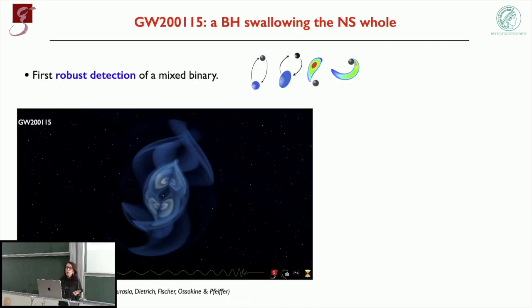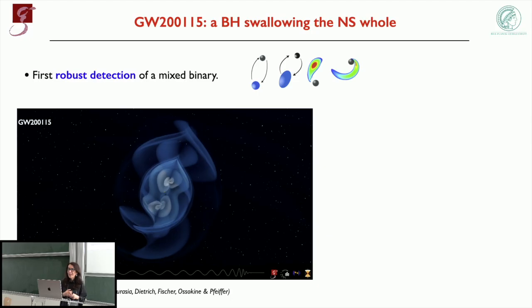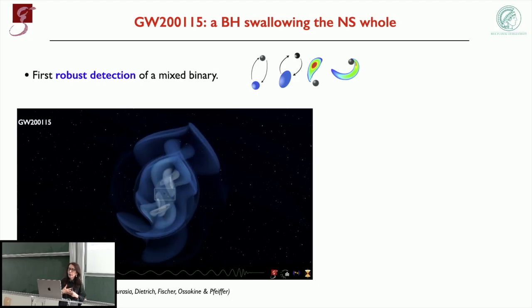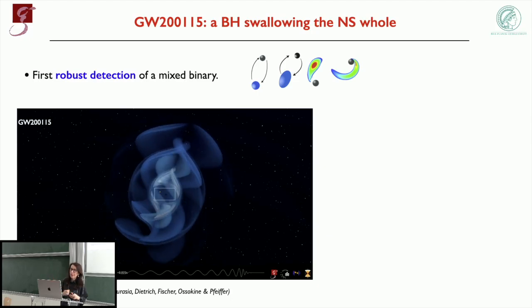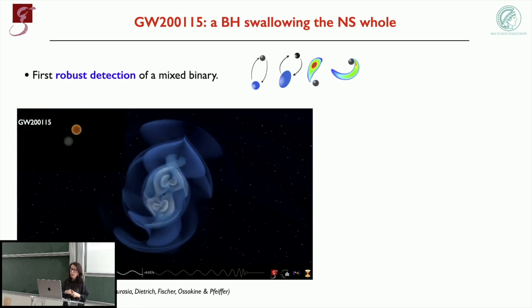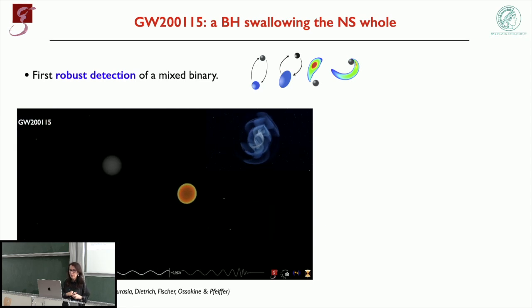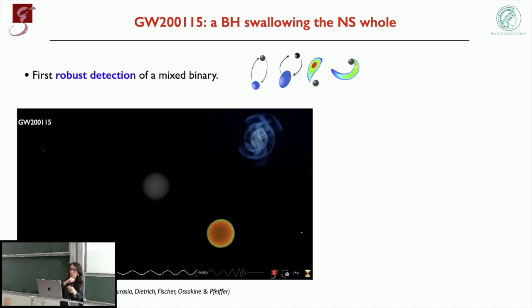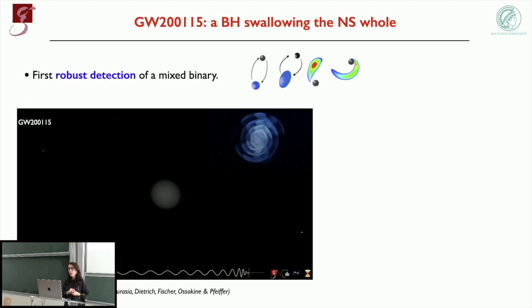Now, of course, you might wonder, okay, did you see a mixed binary? Yes. On the 15th of January 2020, the first neutron star black hole was observed. This is actually a simulation done by Tim Dietrich in Potsdam. And you see here the neutron star black hole going around each other, and now the neutron star being swallowed completely by the black hole. Because of the choice of the masses and the spins, there is basically no remnant, no disk remains there. If you had a disk, which can happen for different choices of the parameters, then you could have an electromagnetic counterpart in this case.